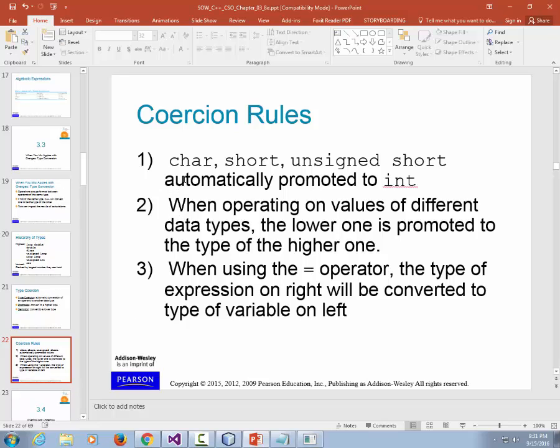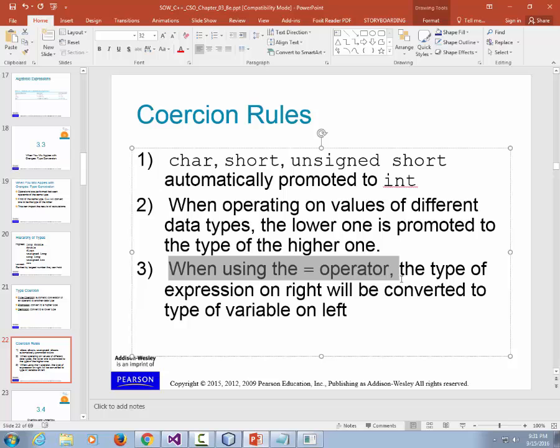So when using the equal sign, the type of the expression on the right will be converted to the type of the variable on the left. So before that long was placed into the int, it converted that long to an int, thereby losing that data.